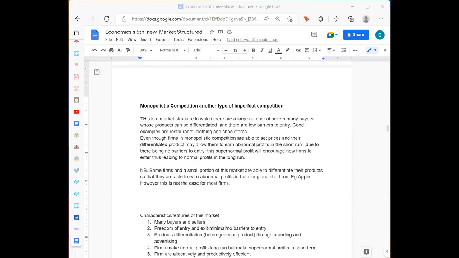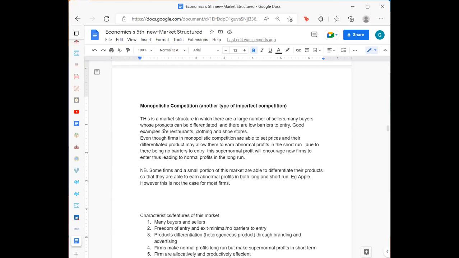All right, so what we are going to do here now is go through the last market structure, which we have been anticipating for a while now: monopolistic competition. And again, this is a type of imperfect competition, as we said, right? Remember we said imperfect competition includes all three: the oligopoly, monopolistic competition, and the monopoly, right?